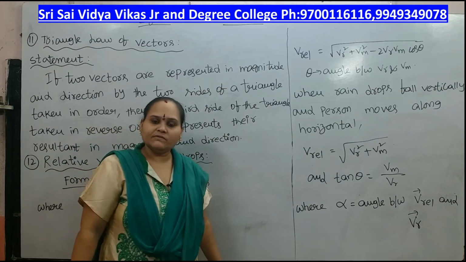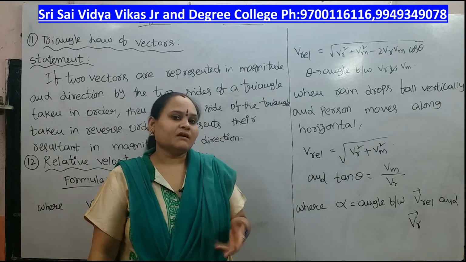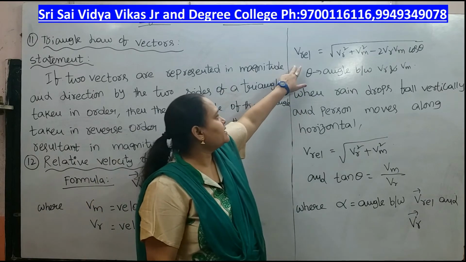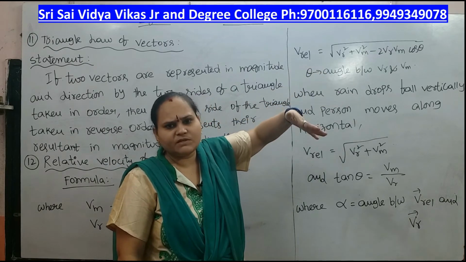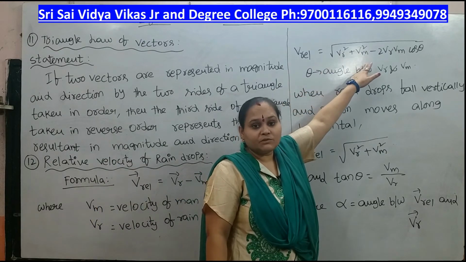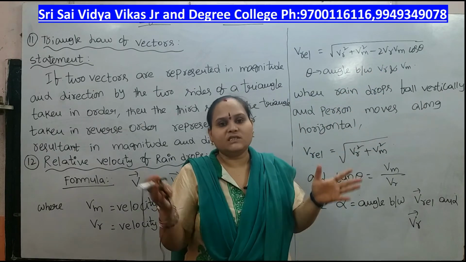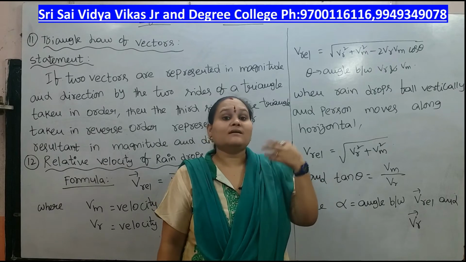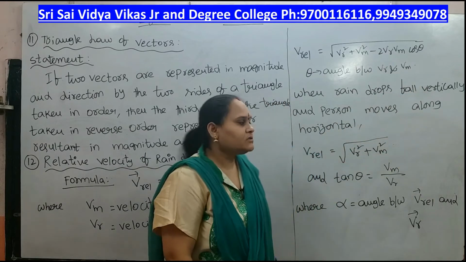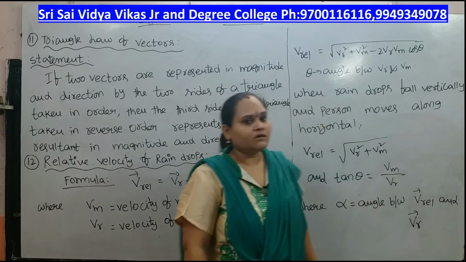So, in the parallelogram case we calculate the resultant as R equal to square root of A square plus B square plus 2AB cos theta. But in this case the resultant V relative will be equal to square root of A square plus B square, where A square is V_R square, the velocity of rain, plus V_M square, plus 2AB. But in this it is minus 2AB, why? Because they are opposed to each other. Okay, one body opposes the other body. That's why here we are taking a negative sign: minus 2 V_R V_M cos theta. Here theta is the angle between the velocity of rain and the velocity of the man.